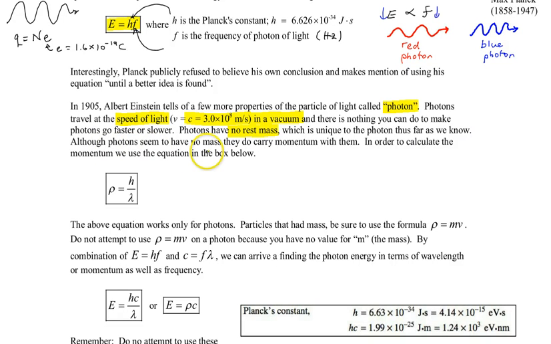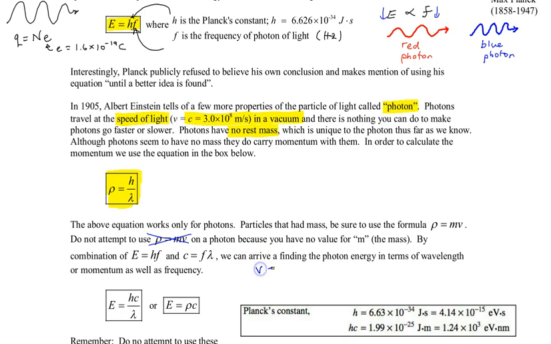Although photons seem to have no mass, they do carry momentum with them. To calculate the momentum of a photon, we use the following equation. p equals h, Planck's constant, divided by the wavelength in meters or nanometers. Do not attempt to use the equation p equals mass times velocity, because remember, a photon doesn't have a mass.